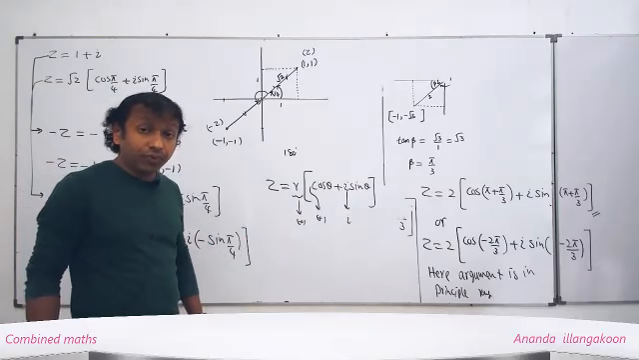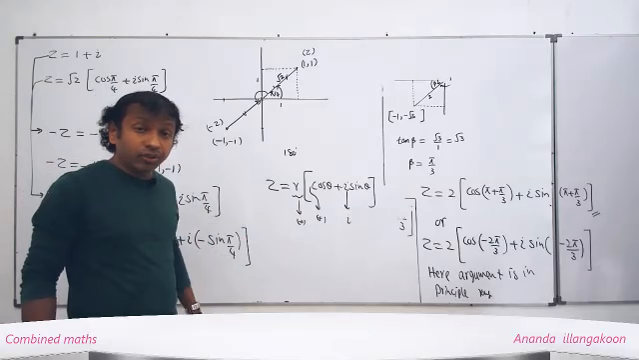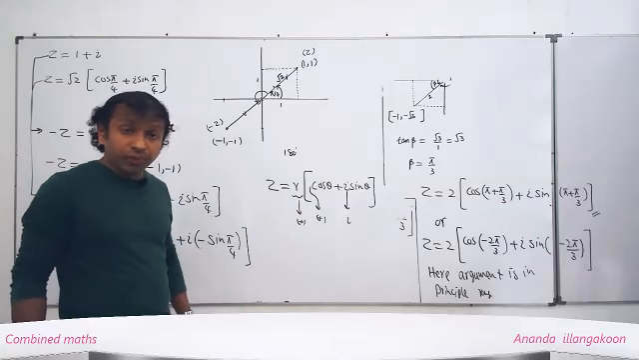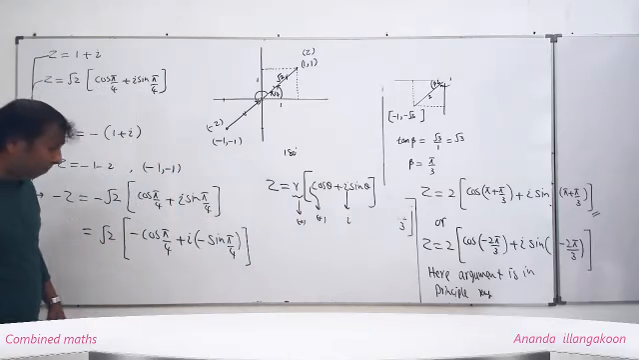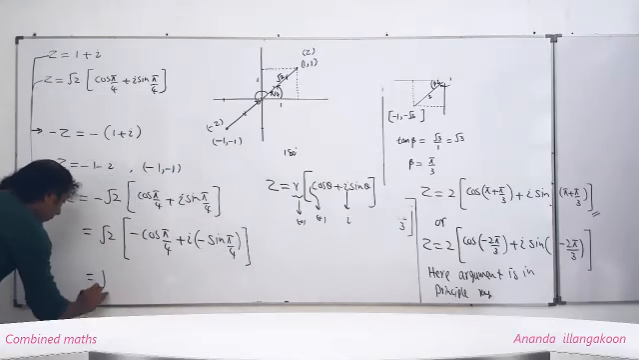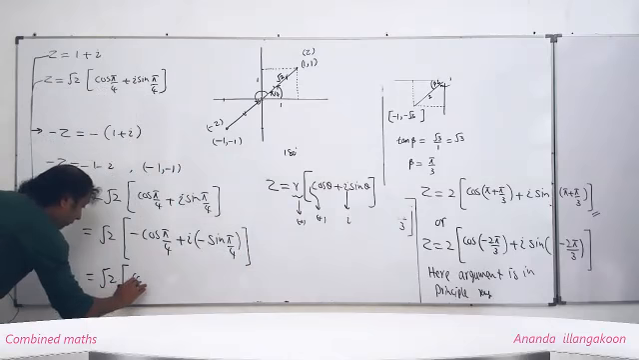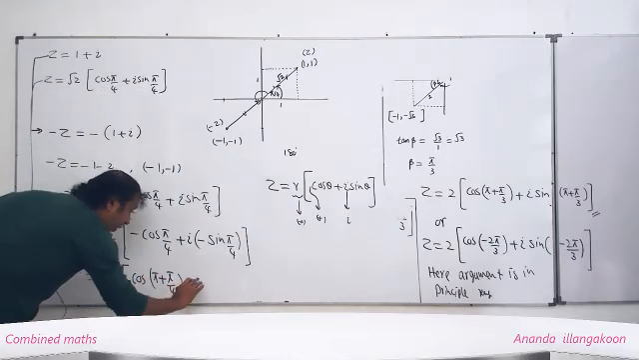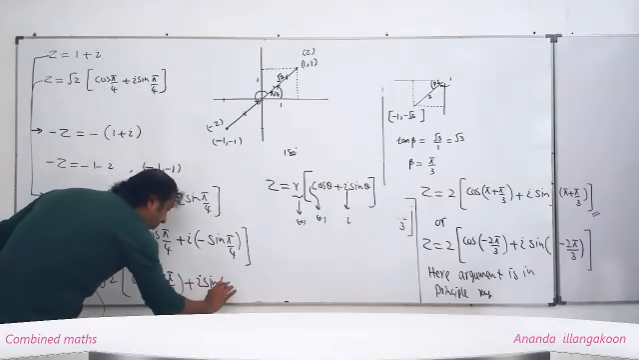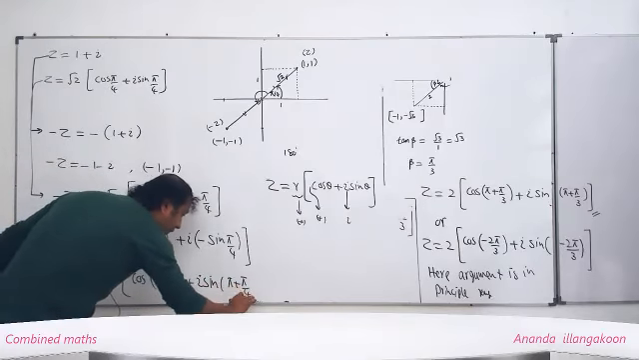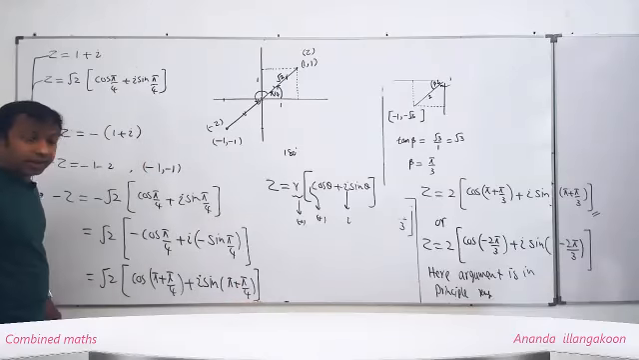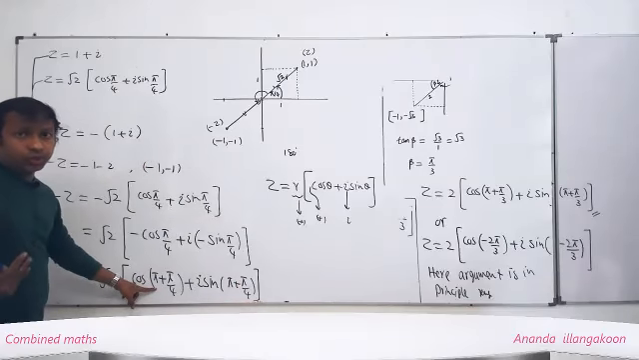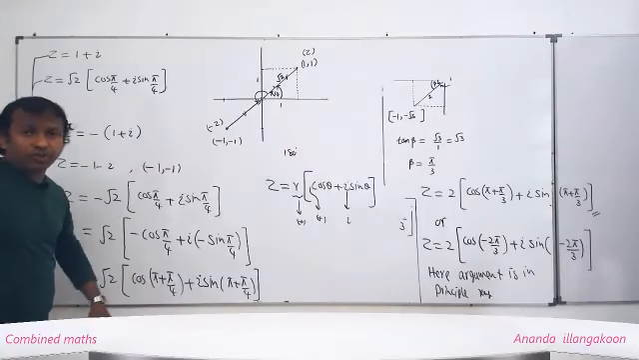Therefore, we can find an angle for which cos and sin are both negative. What is that? Pi plus pi by 4. So this one you can write as root 2 times cos of (pi plus pi by 4) plus i sin of (pi plus pi by 4). Now you can see the argument is not in the principal range, but never mind, we won't worry about that. The argument in the positive sense is pi plus pi by 4.